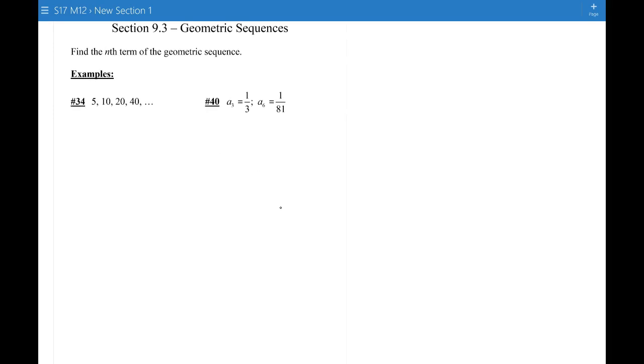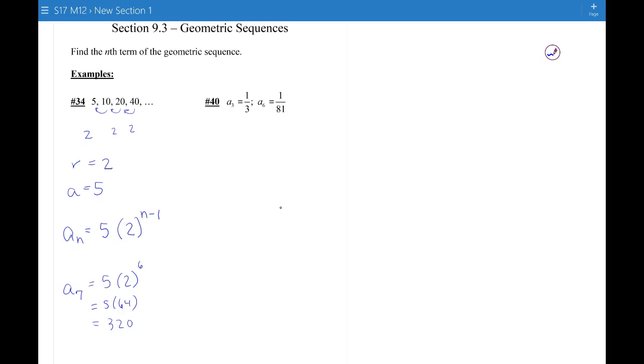Okay, so here's some examples where you're given less information and you have to figure out what the ratio is. So 10 divided by 5 is 2. 20 divided by 10 is 2. 40 divided by 20, so it looks like the r is 2. And a sub 1 is always the first term, which is 5. So the nth term is found by multiplying 5 by 2 to the n minus 1 power. So then if I asked you what a sub 7 is, you'd say that's 5 times 2 to the 6th power. So that looks like 5 times 64, or 320. So aren't you glad we don't have to write out all the terms to find the nth one?